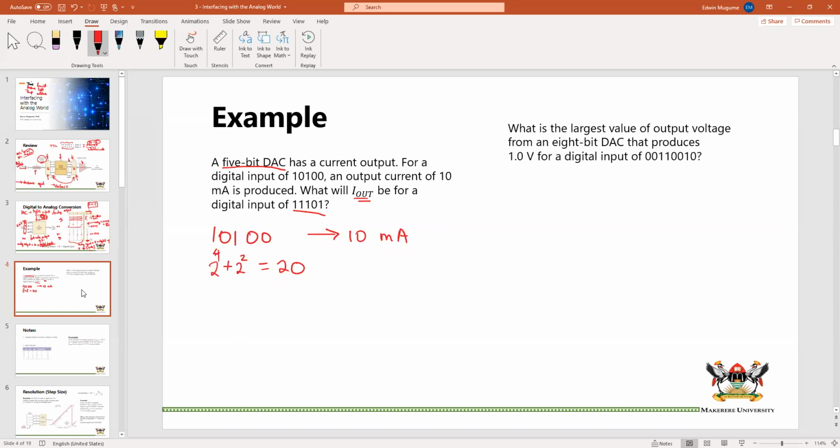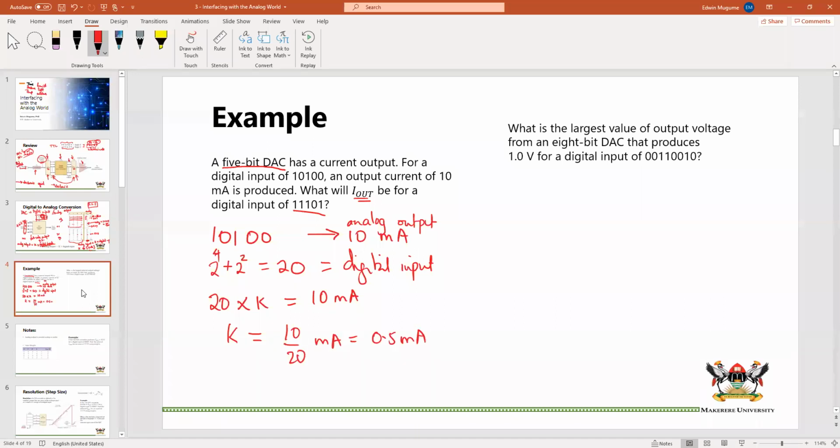Now the output is 10 milliamps, and this is the digital input. The analog output is 10 milliamps. So we can say that our 20 times K is equal to 10 milliamps. You can see that the digital input is the one we multiply. And so K is equal to 10 over 20 milliamps, which is 0.5 milliamps. So this is our proportionality factor.